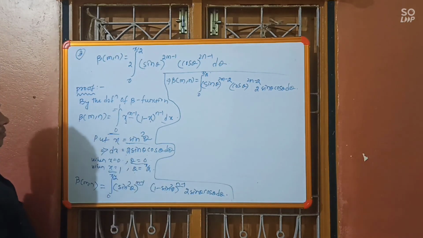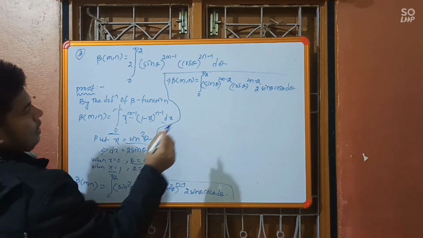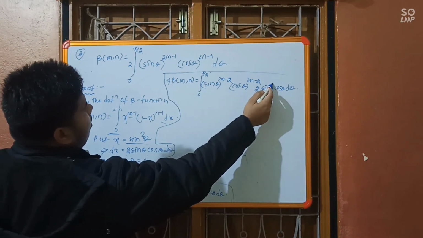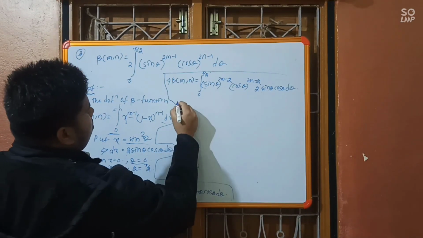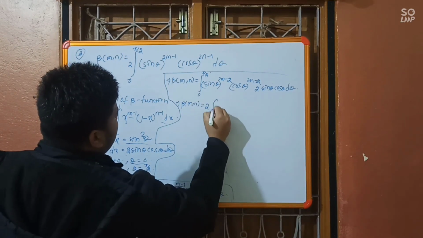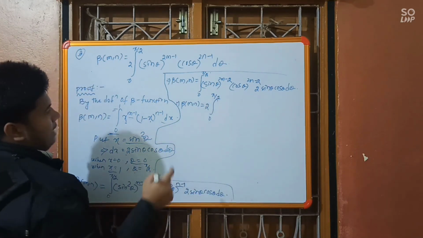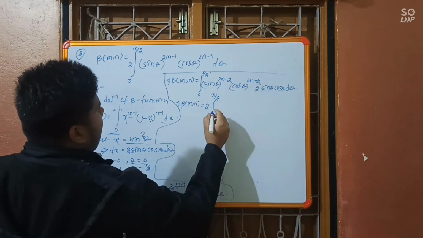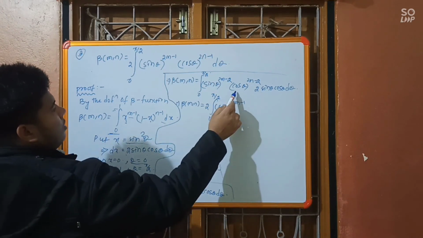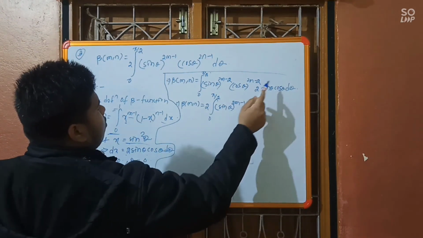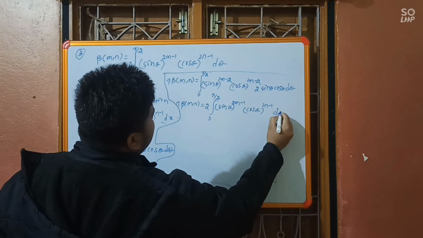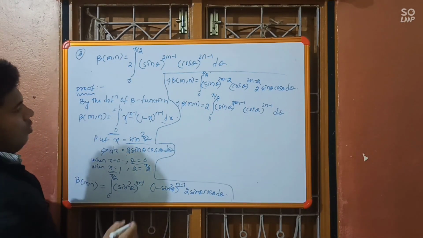Okay, so next step, here sine theta to the power 2m minus 2, and sine theta power 1. So we can write beta mn is equal to 2, a constant, outside, times the integral from 0 to pi by 2 of sin theta to the power 2m minus 1, cos theta to the power 2n minus 1, d theta. Okay, so proved.